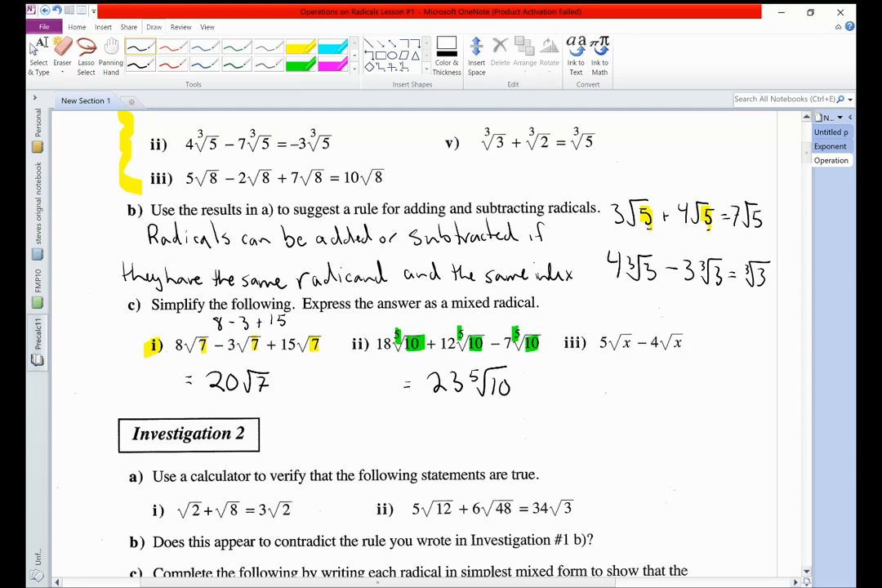5th root of 10. And the last one is a subtraction, 5 square root of x minus 4 square root of x. So if you have 5 square roots of x and I take 4 square roots of x away from you, you are just left with 1 square root of x. But we don't normally write that 1, so we would just say you have square root x. You assume that there's a 1 there.